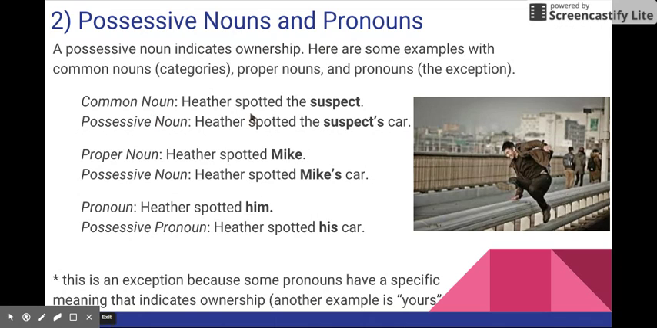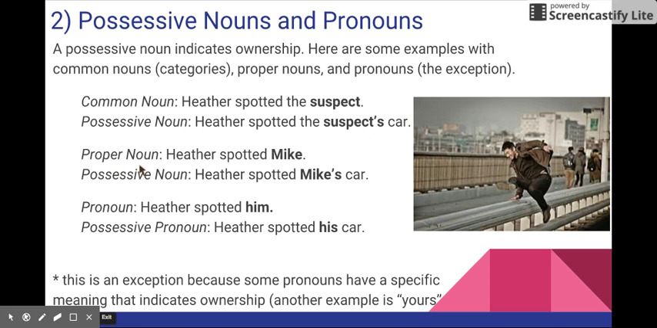So here we have a common noun. Heather spotted the suspect. So suspect is our common noun. The possessive noun would be Heather spotted the suspect's car. So I've added an apostrophe S to make sure that you know that Heather spotted the suspect's car. The car belongs to the suspect.